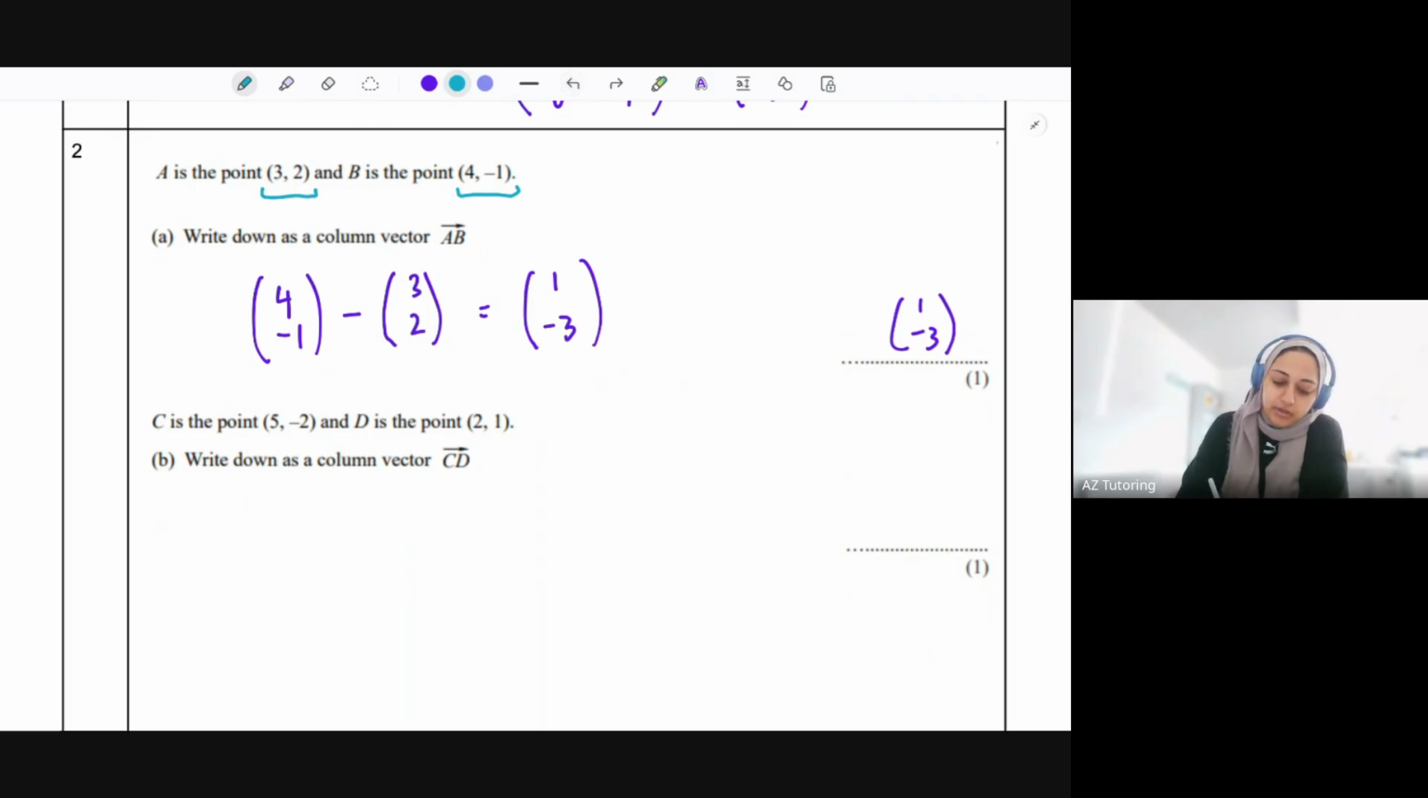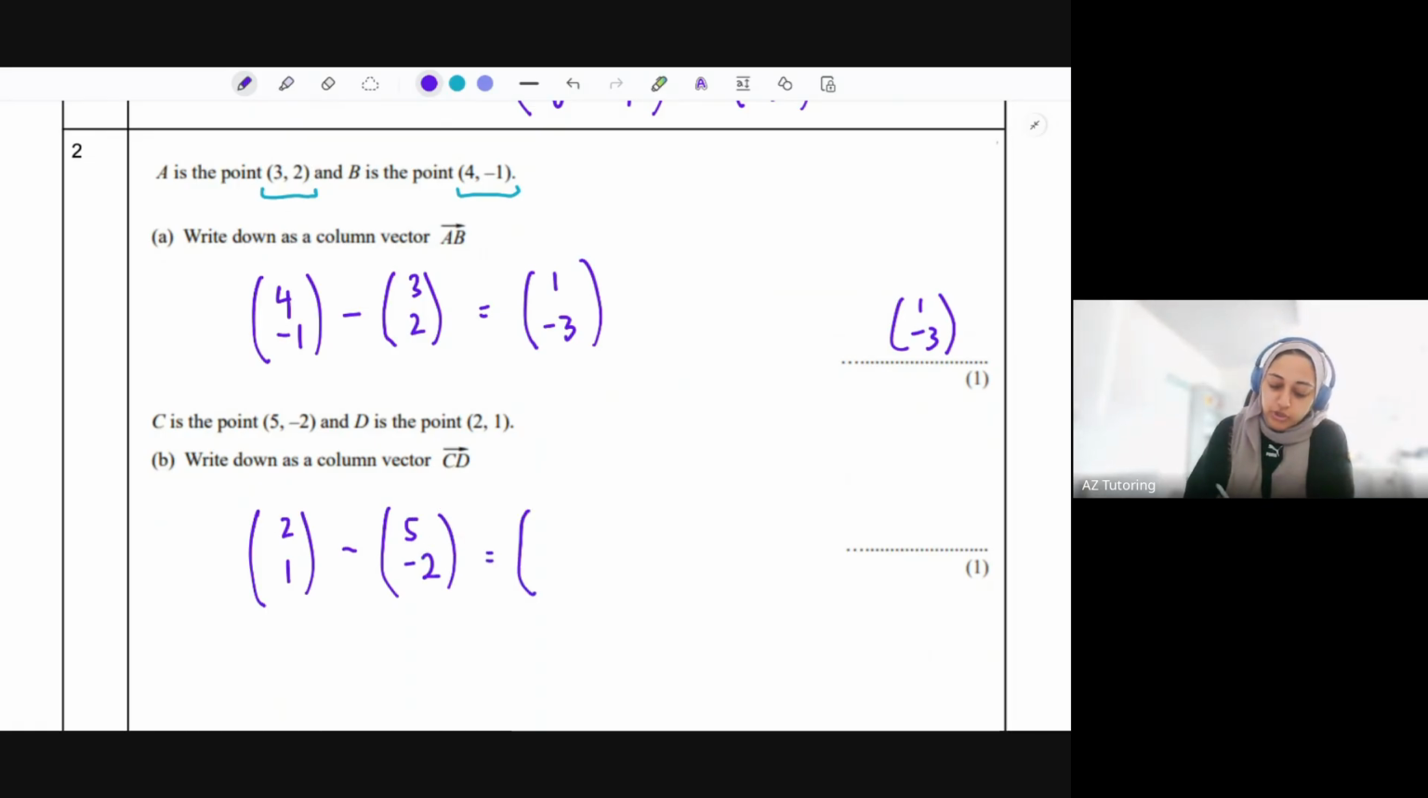Okay. Part B, C is the point (5, -2) and D is the point (2, 1). Write down as a column vector C to D. So just like last time, we're going C to D. So what is D as a column vector? Change the coordinate to a column vector, so it's just 2, 1. And we're minusing our starting point, which is C. Writing that as a column vector is 5, -2.